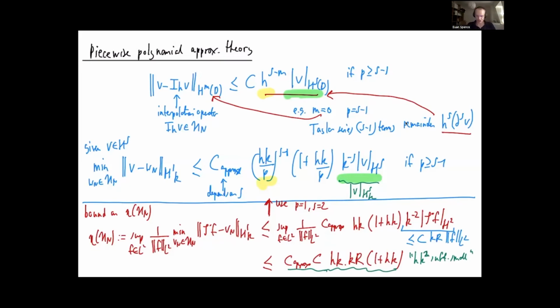Okay, and so to answer Stephen's question, the pollution is coming from this bound on the solution operator. In fact, this is a good way to think about it. Here we've got these factors hk, which is what we expect. But when I bound this H2 norm of the solution, I get this k here, and that's causing the condition to be hk squared sufficiently small. Yeah, that makes sense. Okay.